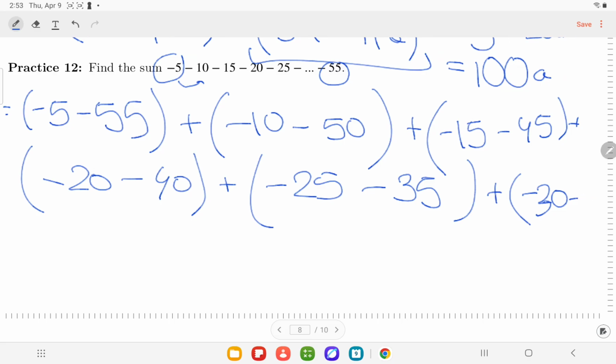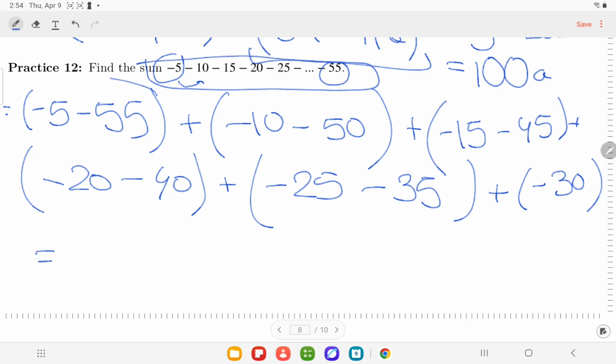However, this one is a little bit different because we are left with a term. We do not have exactly 6 pairs. We have 5 pairs, and then we're left with -30 on its own, because we have 11 terms in our entire sequence.